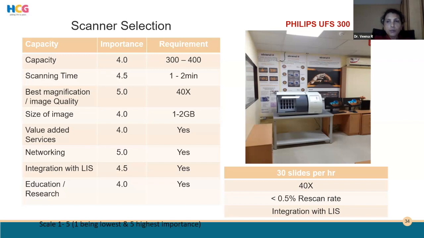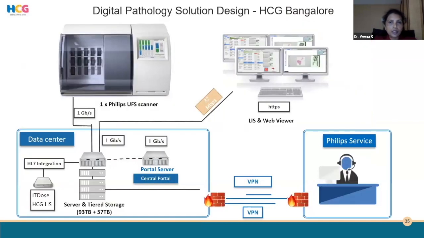And then size of the image was again one of the issues, because these surgical pathology images are quite big, almost like 2 to 3 GB. So size of the image and other value-added services, whether it's able to support that. And whether it's able to support networking of other centers, and integration or interfacing with our LIS, and whether the images can be used for education and research. So these were the criteria that we used for selection of a scanner. And this is what we have currently.